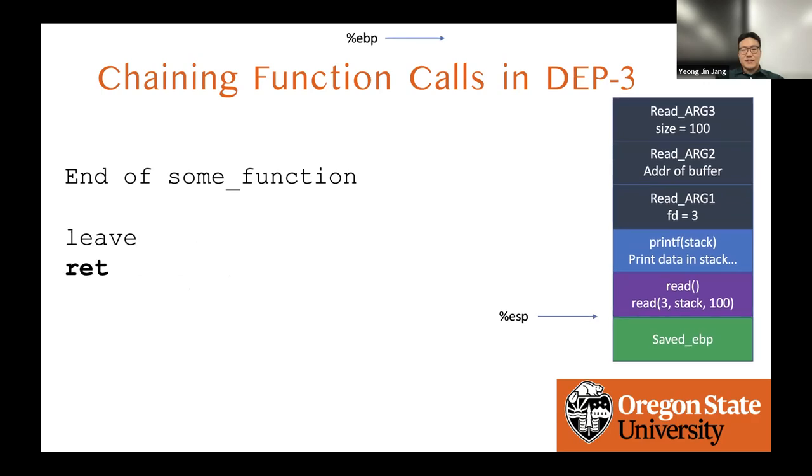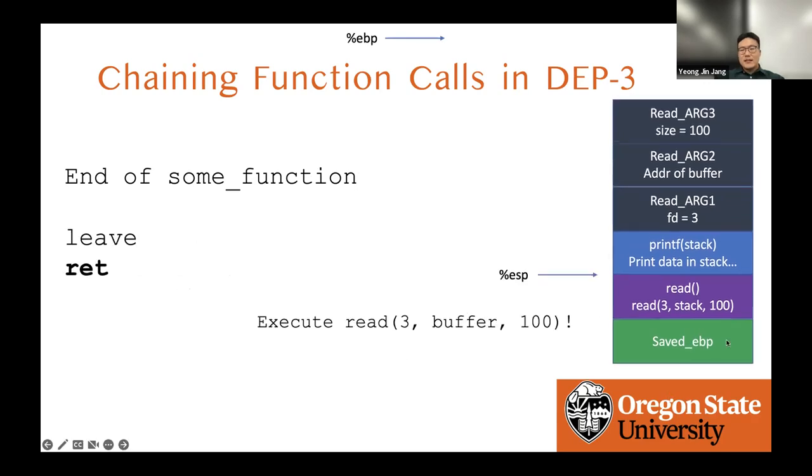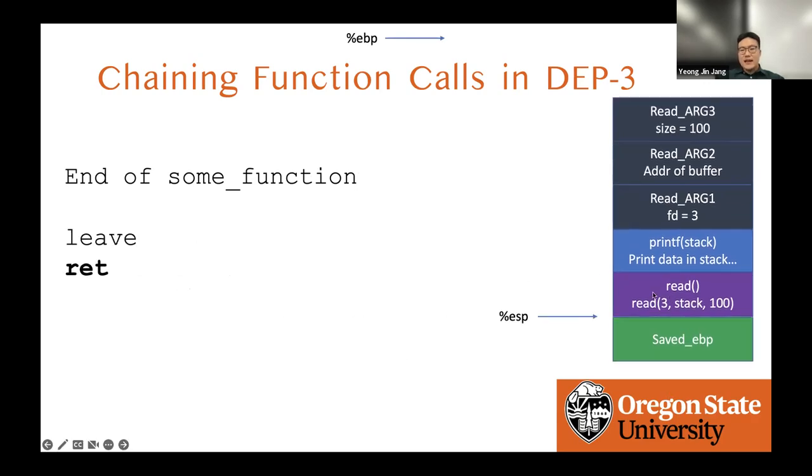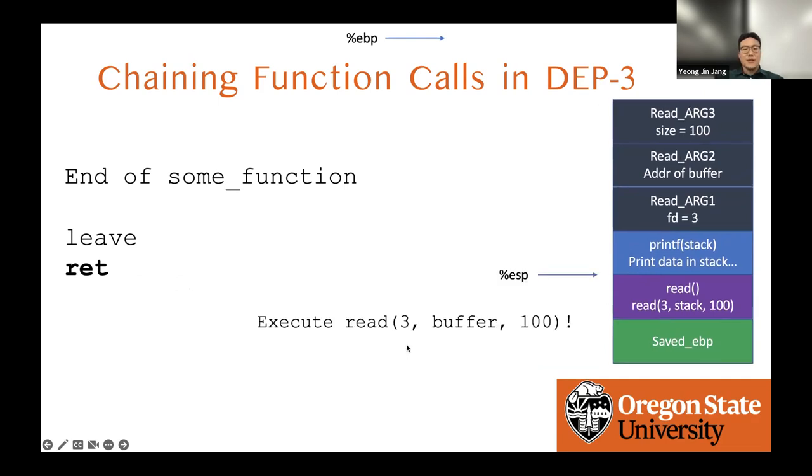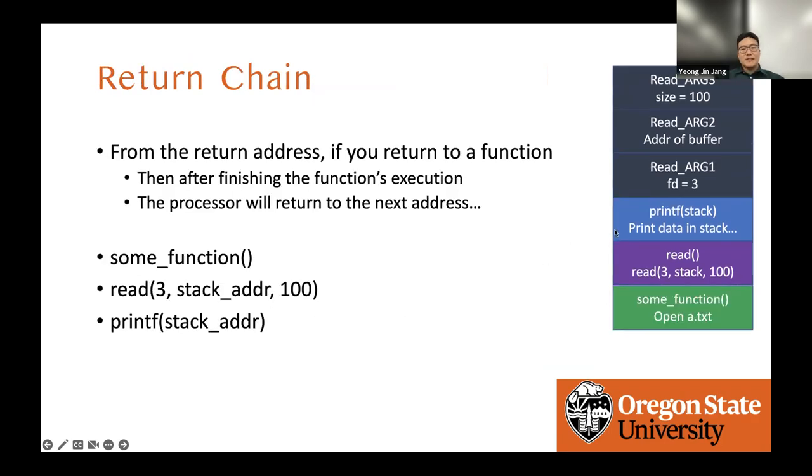So I will skip this part. And after that, it will return to the read function, and that will invoke read with the three arguments: the buffer and size. So that's how we invoke this function. After read returns, it returns to printf, and luckily the first argument of printf is the address of the buffer. So that's why chaining three calls works.